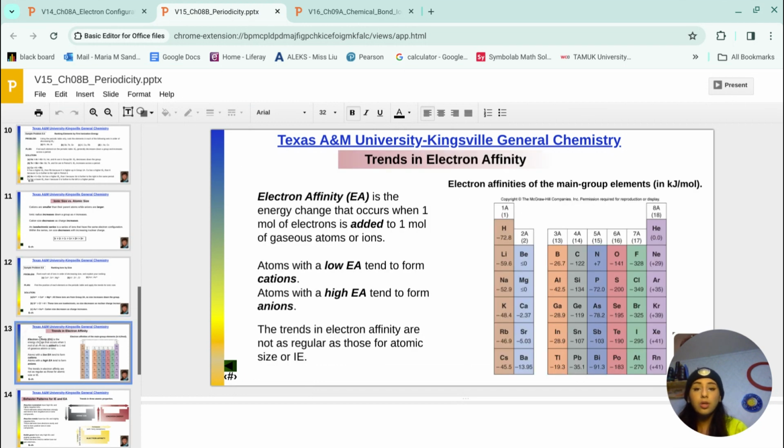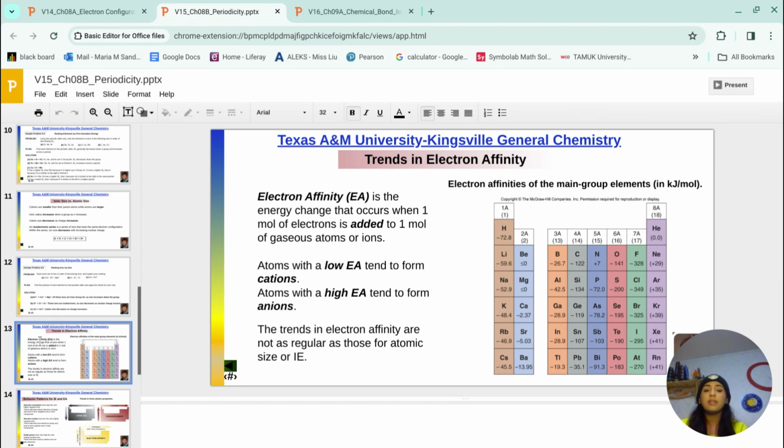Moving on, we're looking at our trends in electron affinity. So electron affinity, EA, which is how it is abbreviated, is the energy change that occurs when 1 mole of electrons is added to 1 mole of gaseous atoms or ions. Atoms with a low EA tend to form cations, while atoms with a high EA tend to form anions. The trends in electron affinity are not as regular as those for atomic size or IE.